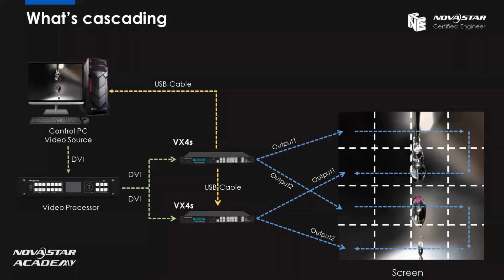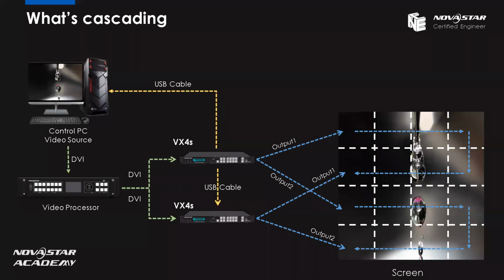But actually this structure is the structure of the redundancy configuration. So you can see each VX4S is connecting to the same part of the LED screen. We will talk about the structure later, but in this structure, you have to notice the USB cable. We are using a USB cable from the control PC to connect the first VX4S. And then there is one more USB cable coming from the first VX4S to the second one. So that is the cascading.